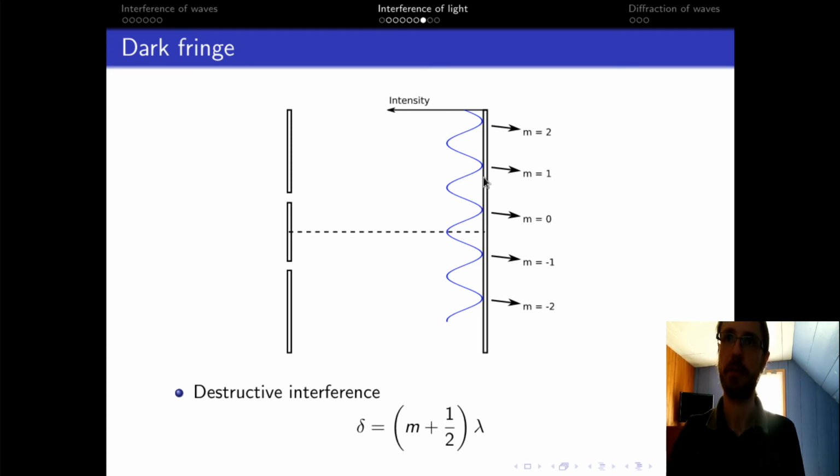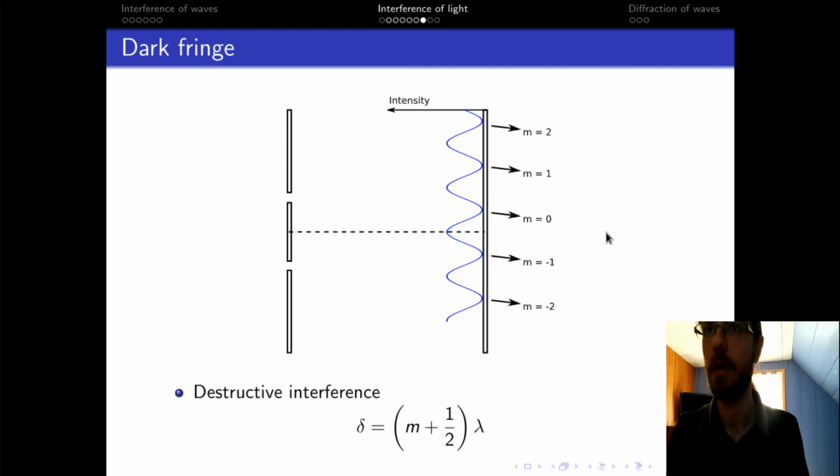Over here, it is for m equals 0. The second one is for m equal 1. The third one for m equal 2. And at the bottom, if we put negative values of m, so here I started at 0. If I put -1, I'll have -1 plus 1/2, which is minus 1/2 times the wavelength. So the first dark fringe below the center is for m equal -1, then the other one -2, and so on.